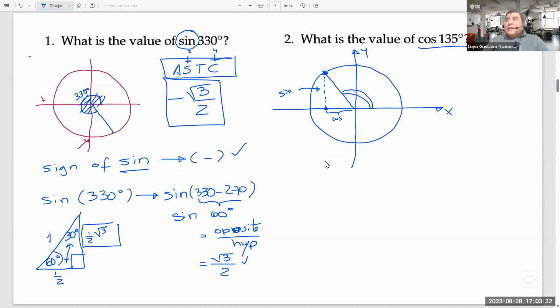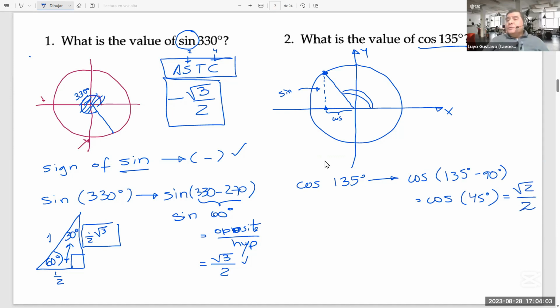And what else? Okay, let's reduce this by subtracting multiples of 90. So the cosine of 135 will change to the cosine of 135 take away 90 degrees. And we are left with the cosine of 45 degrees. But this one's easy, right? Yes, this one's easy. If you've learned it by heart, this is the square root of 2 over 2.